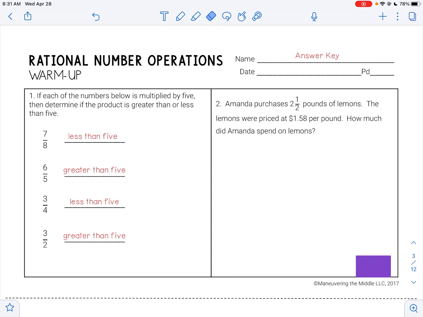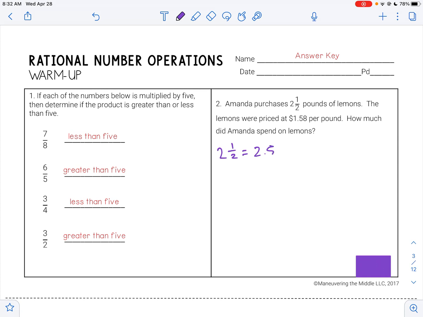Now, number 2, it says Amanda purchases 2 and 1/2 pounds of lemons. The lemons were priced at $1.58 per pound. How much did Amanda spend on lemons? So the first thing that we should have noticed is that we have two different forms. We have a fraction and we have a decimal. And in order to multiply these together, we need to have the same form. Me personally, it's easier for me to turn 2 and 1/2 into a decimal than try to change $1.58 into a fraction. So 2 and 1/2 turns into 2.5.